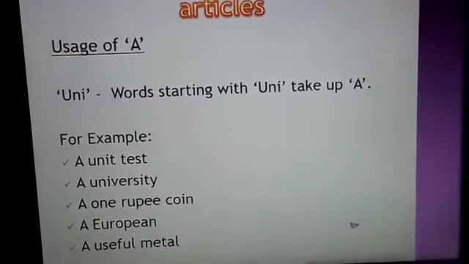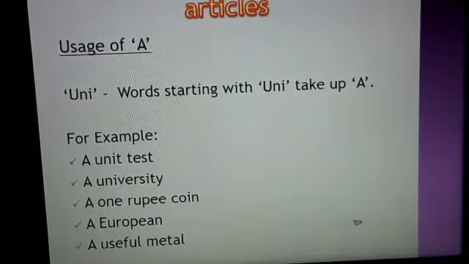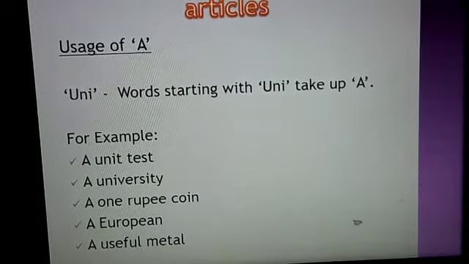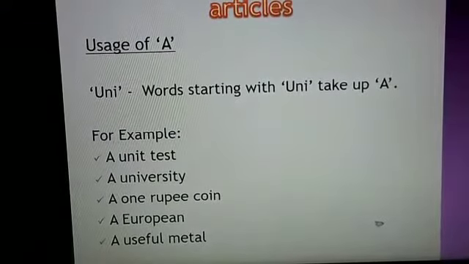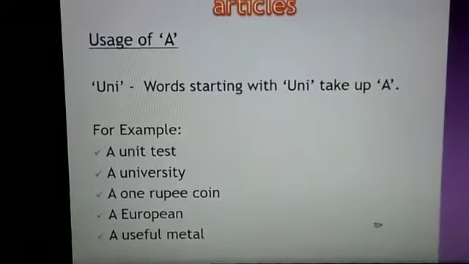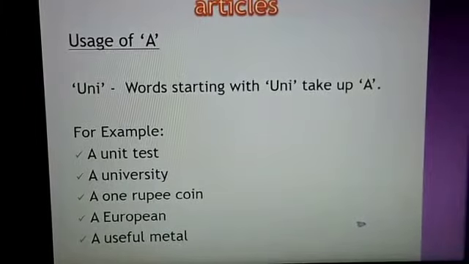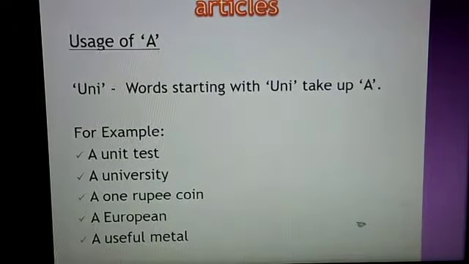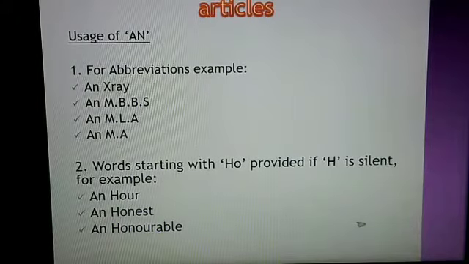In fact, we have so many exceptions for the usage of articles. See, usage of "a", you must note this one. Words starting with U-N-I always take the article "a". For example, a unit test, a university, a one rupee coin, because a "w" sound is coming. Then a European, "yo" sound, so it is taking "a". A useful metal. This is an exception you have to learn. When you are doing error spotting, this is very, very important.